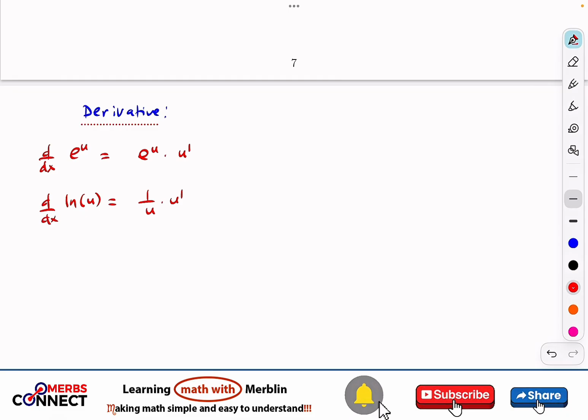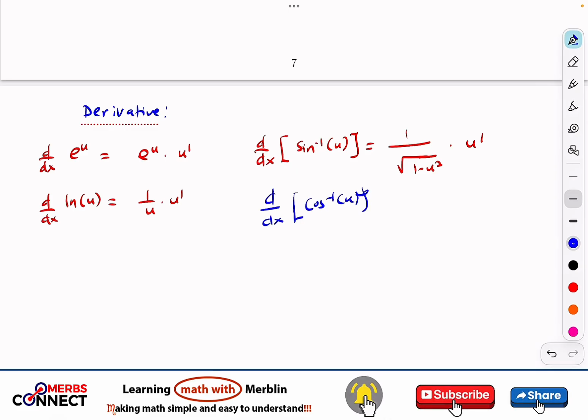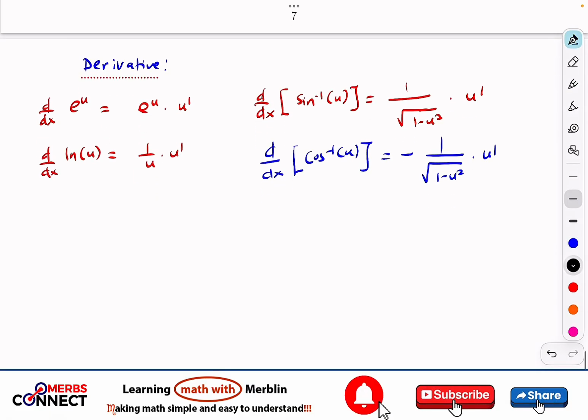Now, the inverse trig functions. If I want to differentiate sine inverse of u, this is going to give me 1 divided by square root of 1 minus u squared times u prime. And it becomes a bonus for cos inverse, right? Because it's just the minus of this. So this is minus of the sine derivative. Then for tangent inverse, I'll just do 4. So tangent inverse is 1 over 1 plus x squared.